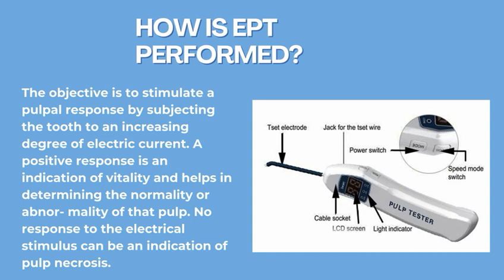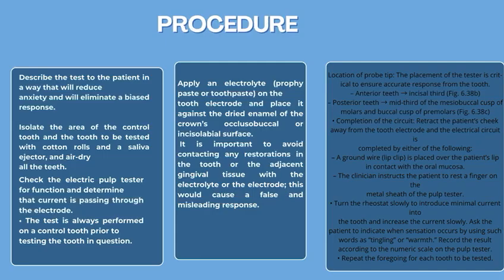So let's move on to how EPT is performed. The objective is to stimulate a pulpal response, as we said before. A positive response is an indication of vitality, and a negative response is determining abnormality of the pulp. No response to the electric stimulus can be an indication of necrosis.